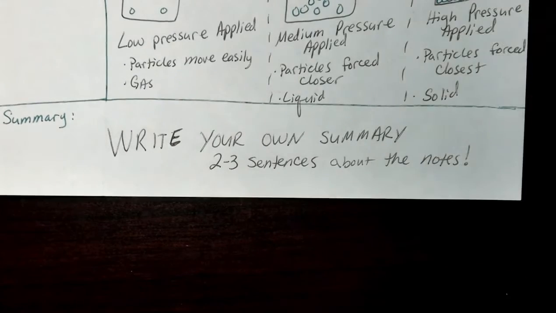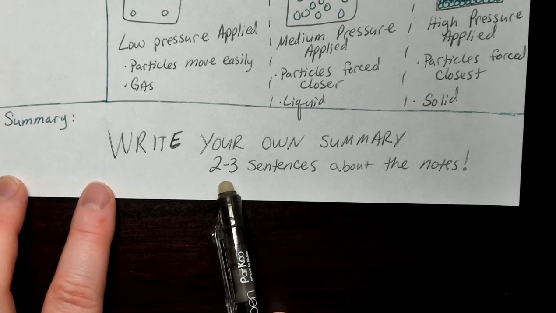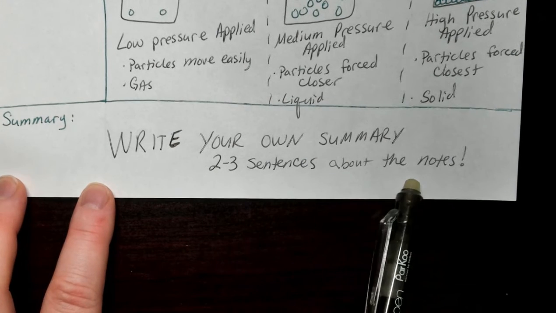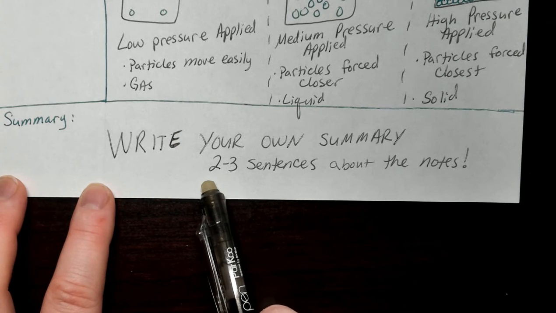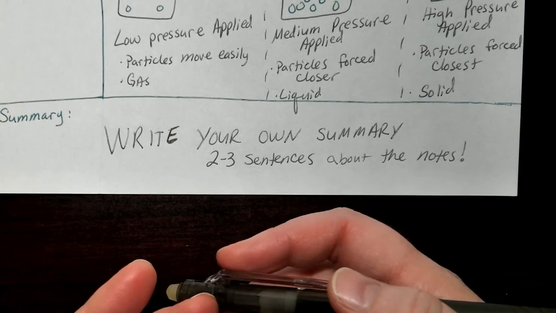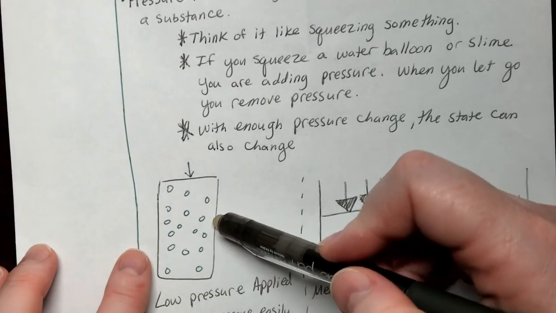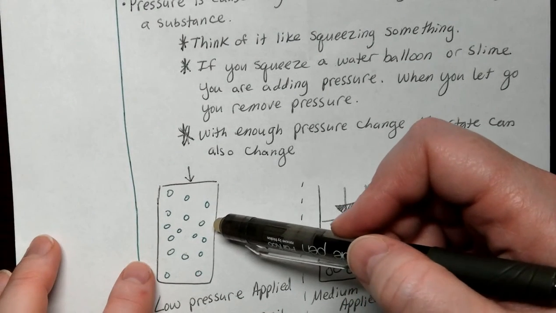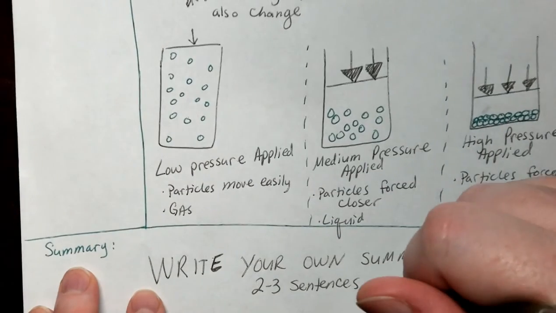So now that you've taken all these notes, hopefully you understand them a little better after listening to me talk about them. You're going to write your own summary. It should be at least 2 or 3 sentences about the notes. You can make it longer than this, but do not make it shorter. 2 sentences, that's not very much. Tell me what you learned about. Was there something brand new that you never knew about? Did you know that pressure could cause changes of states of matter? If not, put that in your summary.